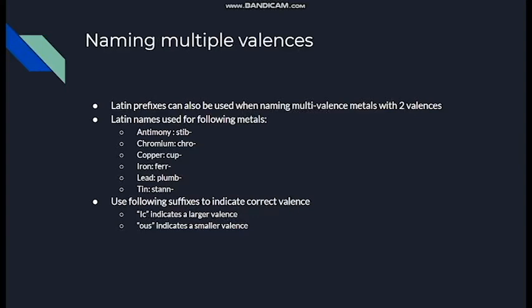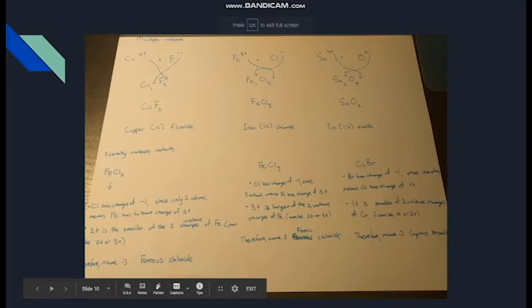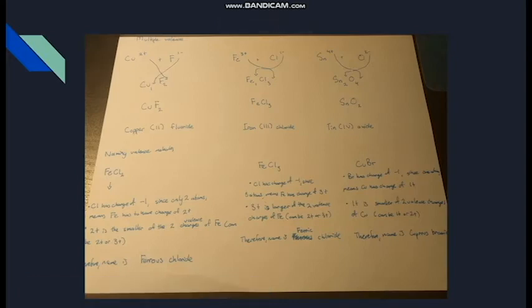When we're using the suffixes to indicate the correct valence, we use "ic" to indicate a larger valence and "ous" to indicate a smaller valence. Alright, now taking a look at the examples on the bottom for naming valence molecules.